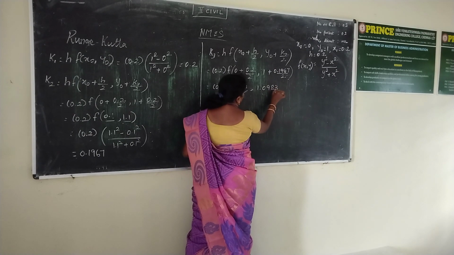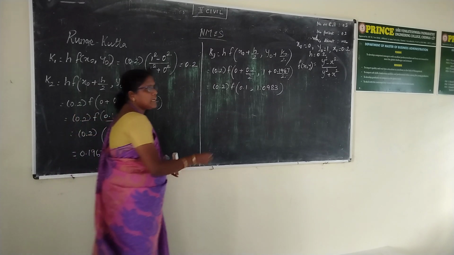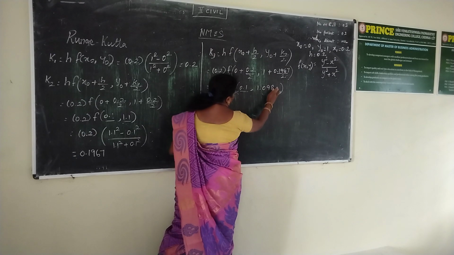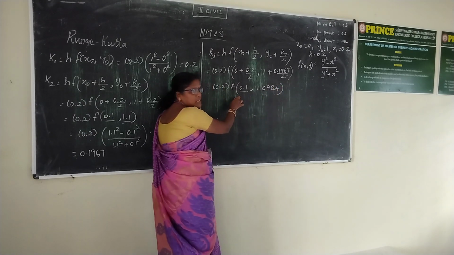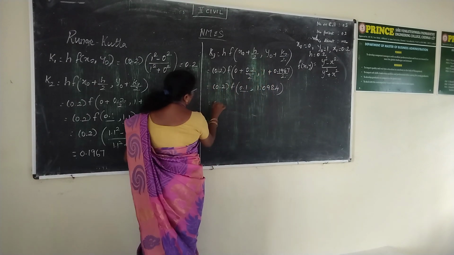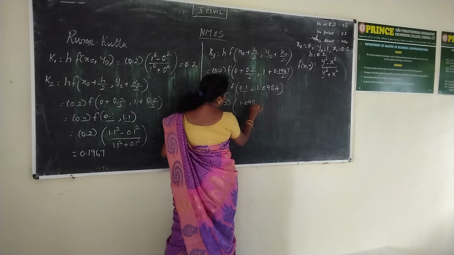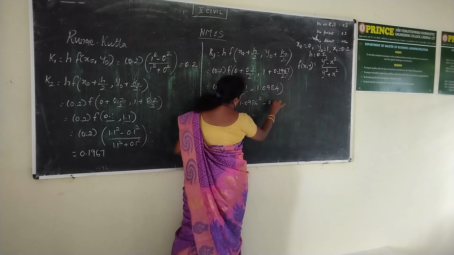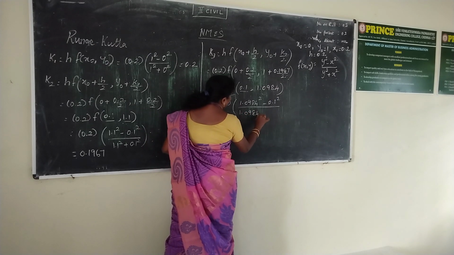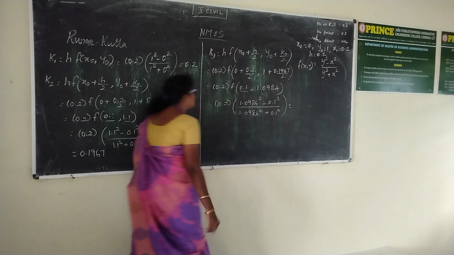0.098. Now instead of x you replace it as 0.1, and instead of y this value. Substitute in your formula 0.2 into 1.0984 square minus 0.1 square. Find what is the answer.